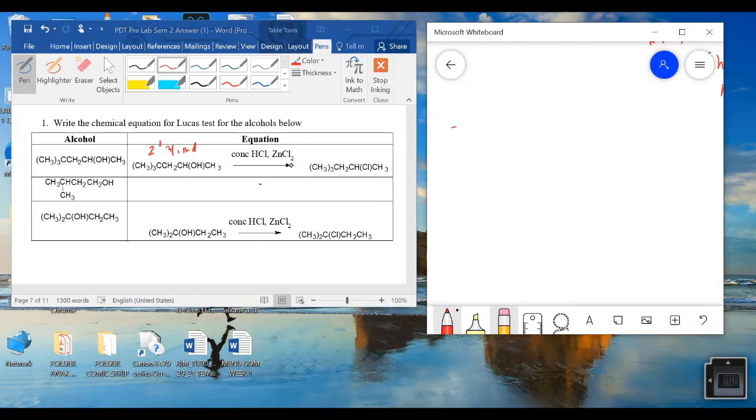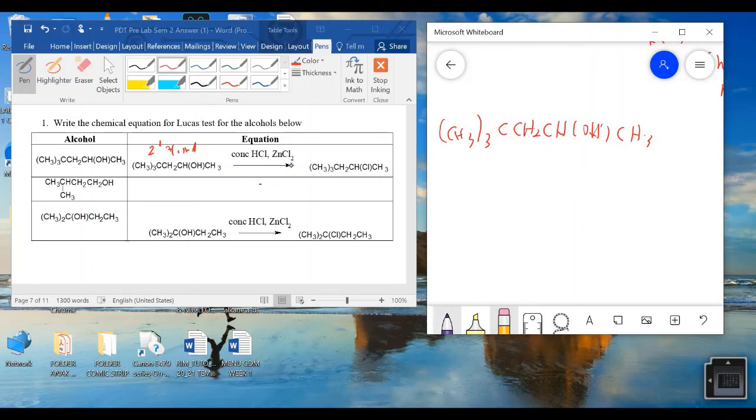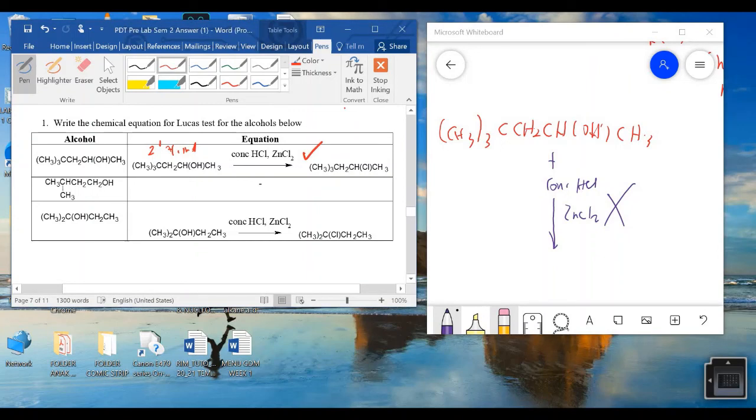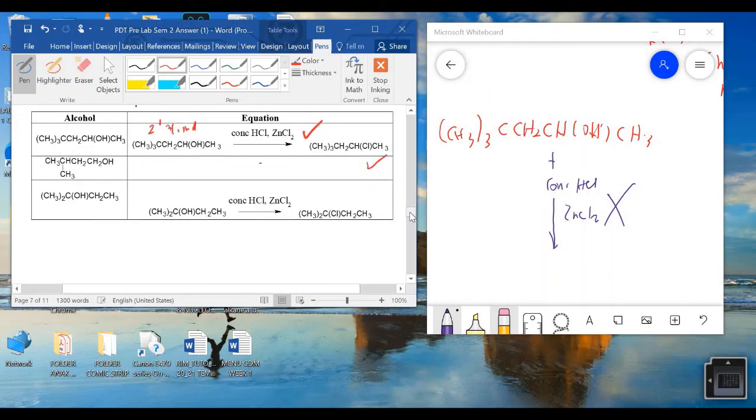Atas you punya arrow. Sometimes ada orang tulis CH3, CH2, CH, OH, CH3. Sorry, I buat arrow macam ni because I tak cukup ruang. Sekejap. Ada orang buat plus concentrated HCl, and then atas arrow ni dia tulis ZnCl2. Okay, you tak payah buat macam ni. You buat macam ni pun boleh. Okay, concentrated HCl, zinc chloride. So you dapat lah dia punya produk. You akan hasilkan chloroalkane. As you can see here, the product is here. Okay, so itu produk dia dekat situ.